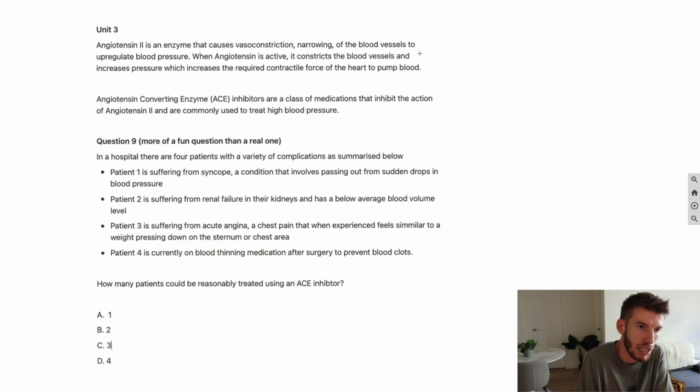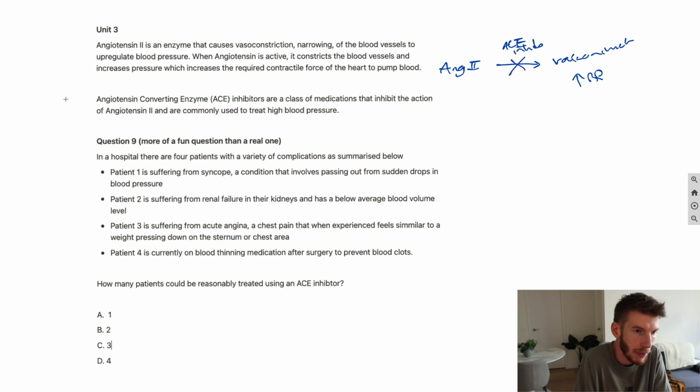So in terms of note taking, what I'd be doing is writing Ang2, and then, well, actually, no, that'd be a bit confusing. I'd just write vasoconstrict, and I might put increase BP, and then I can just put ACE inhib and put a little block on it like that to remind myself of what it all represents.